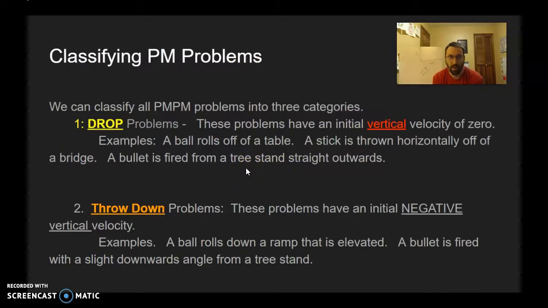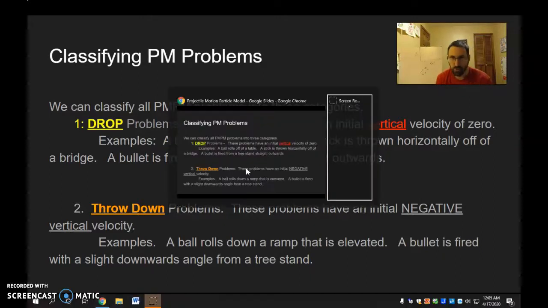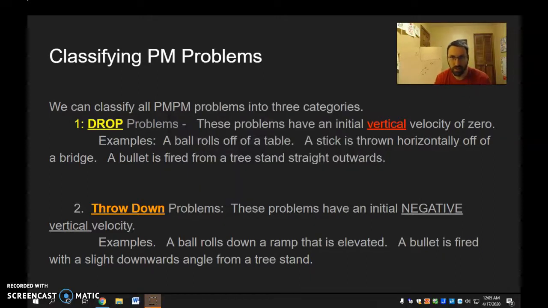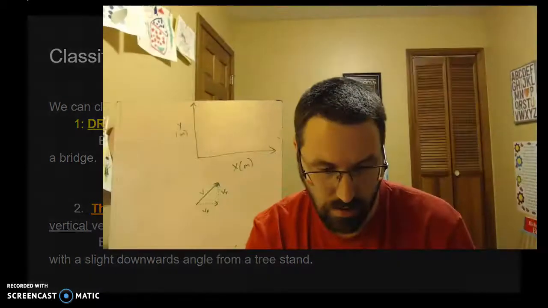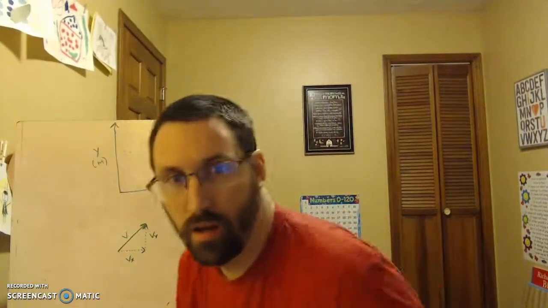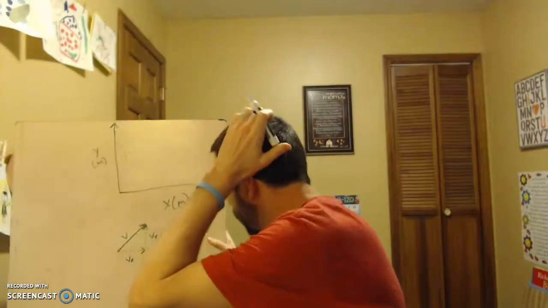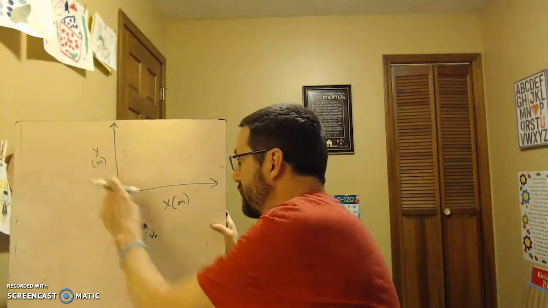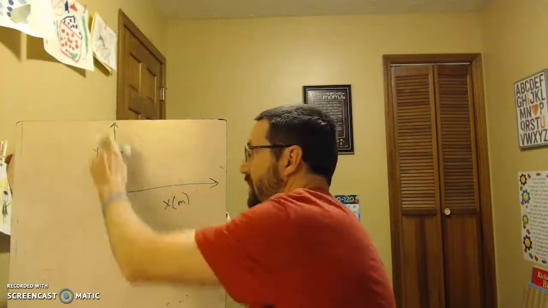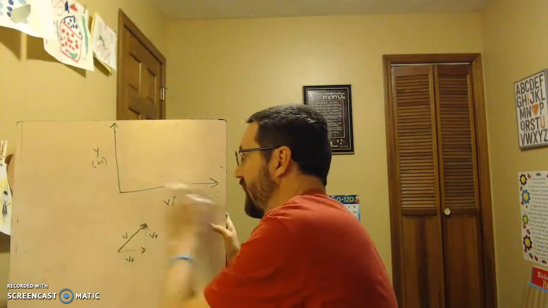Okay. As we look at projectile motions, we can classify all of them into three major categories. The first category would be a drop problem. Now I'm going to show you a little picture here of a board. On the board, this is not a velocity time graph or a position time graph. This is position versus position. So it's vertically what's going on and horizontally.